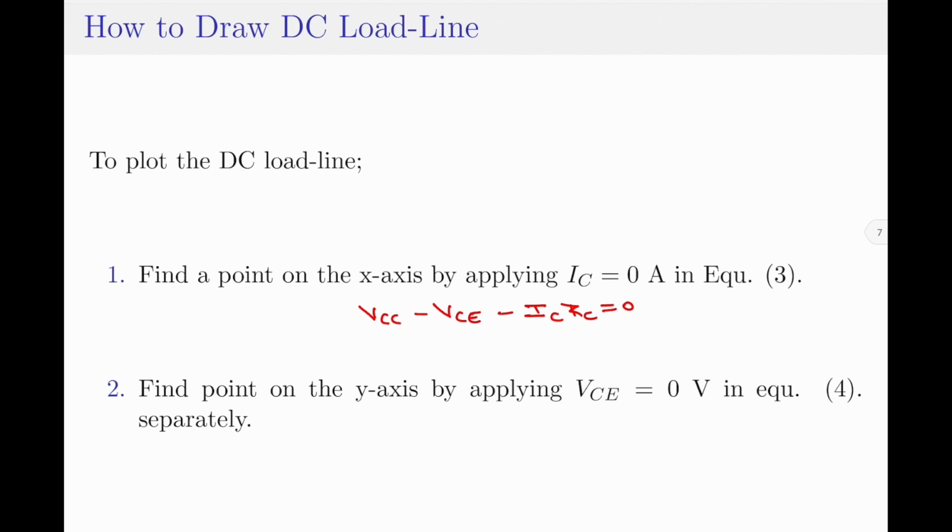In a very similar fashion, we also need to find a point on the y-axis by applying VCE equal to 0 in equation 4. Let me write equation 4 here. It is for collector current IC and it is equal to VCC minus VCE divided by RC. So, we need to now find the value of IC by applying VCE equal to 0.